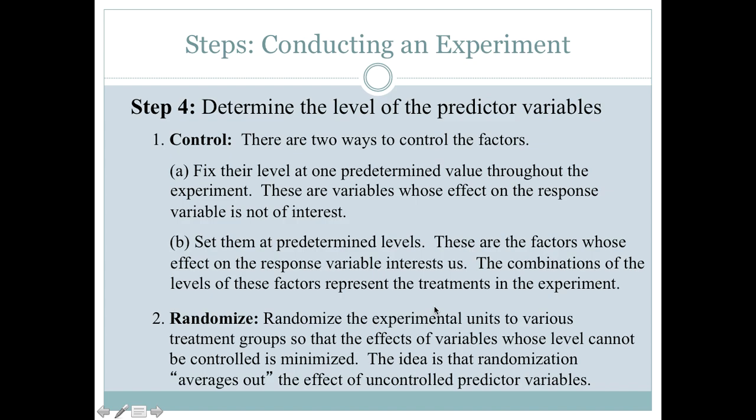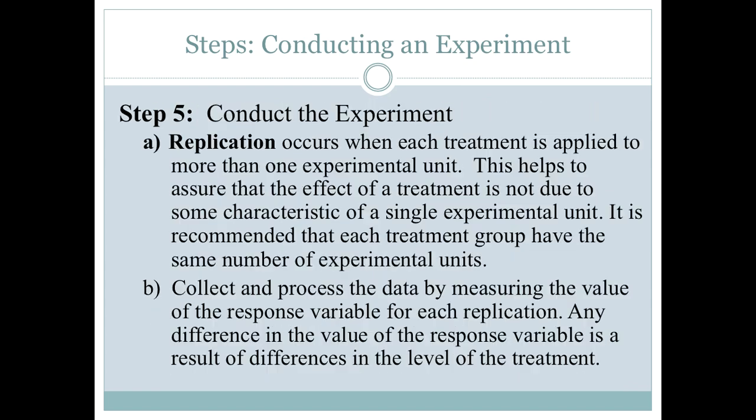So basically that's what we're varying. When we're fixing something at one predetermined level, that's something that we don't care about. We want to control for it, but we don't actually care about the effect that this variable has on the response variable. And then we also want to randomize the experimental units to various treatment groups so that the effects of the variables whose level cannot be controlled is minimized. The idea is that randomization kind of averages out the effects of the uncontrolled predictor variables.